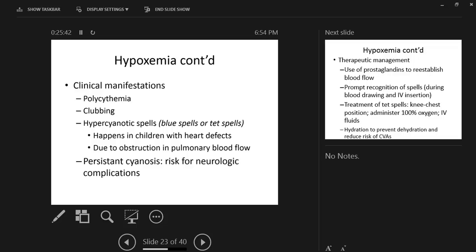If they're having a tet spell, it's the knee-chest position and 100% O2. We'll get the oxygen on them right away, and they probably are going to have an IV. But if they did not, if they were coming in this way, we're going to do airway, we're going to do IV, so that we can treat what's going on and get medications on board. And we want to make sure that they are hydrated to prevent dehydration, which could lead to a risk of cerebral hypoxemia, a stroke, and subsequent brain damage.